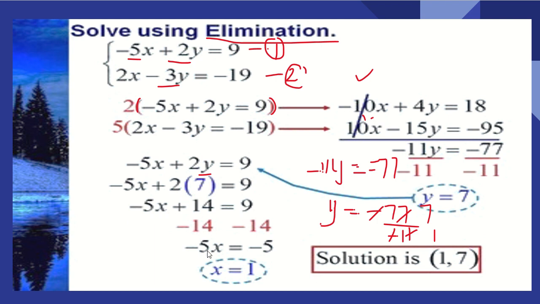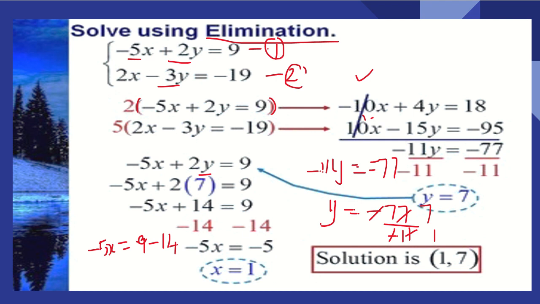So minus 5x is equal to 9 minus 14, because I need only x. So I'm taking this 14 to the other side, and obviously it will turn into minus 14. So minus 5x is equal to minus 5. What about x? x is equal to minus 5 by minus 5, which turns into 1. This is the elimination method.